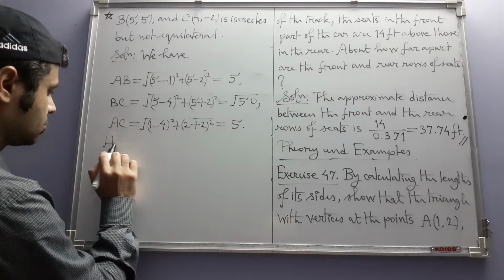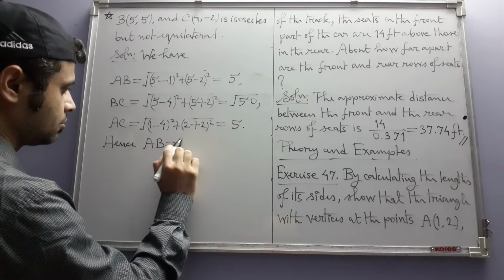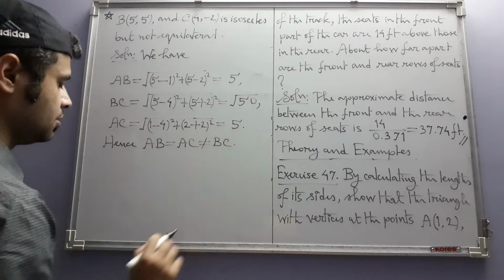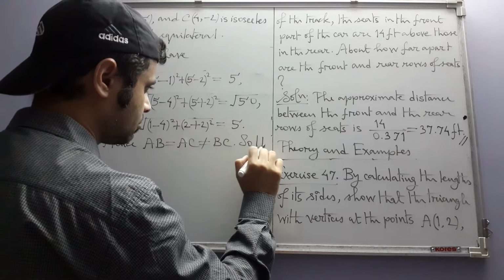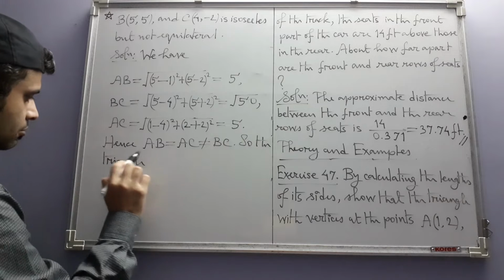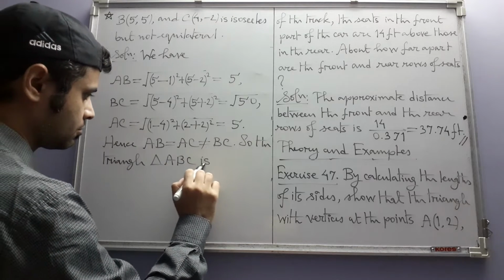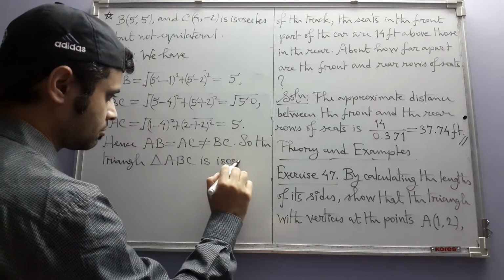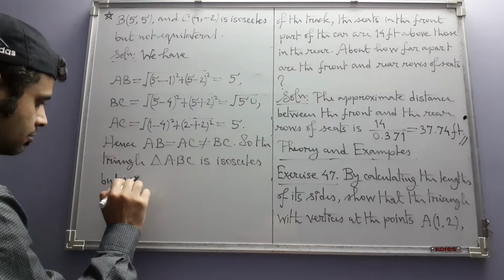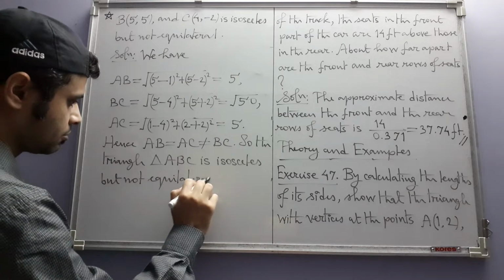Hence, and none of them is equal to BC. Is isosceles but not equilateral.